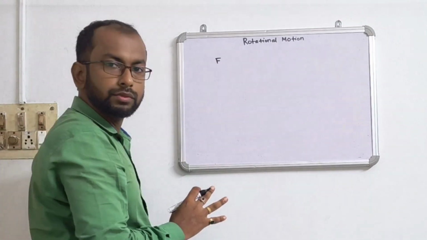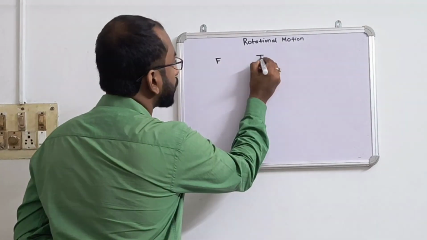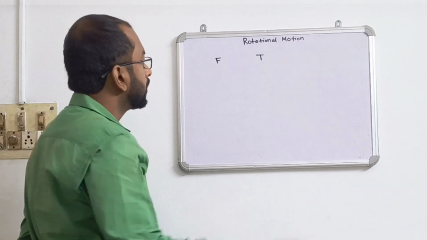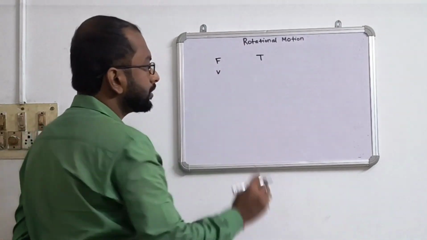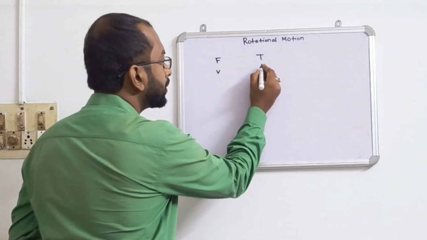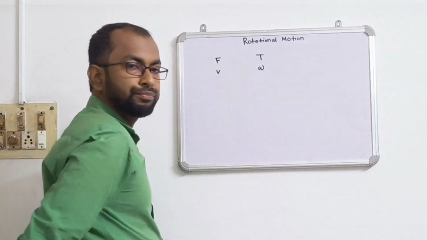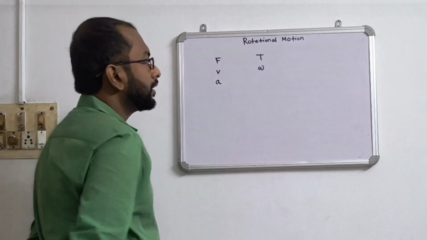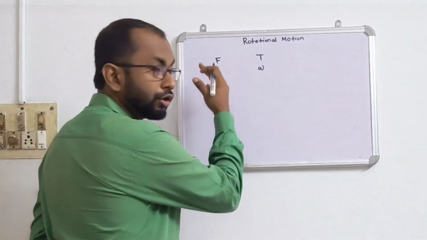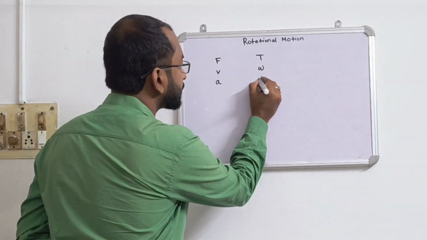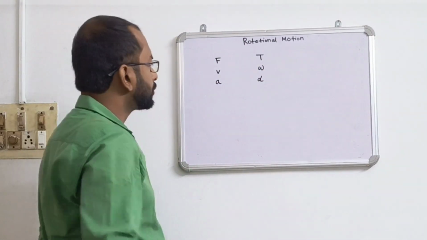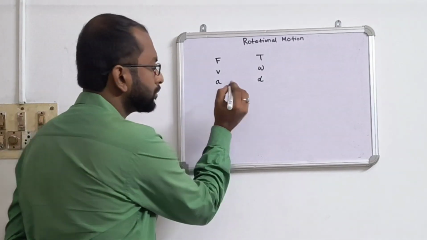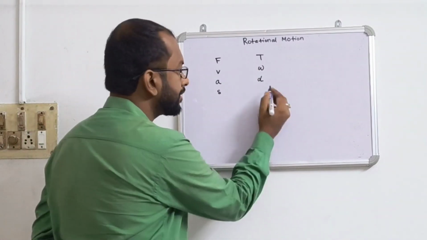Now see, in linear motion, there is force. In rotational motion, there is torque. In linear motion, there is velocity. In rotational motion, there is angular velocity. In linear motion, there is acceleration a. In rotational motion, there is also acceleration, but it is angular acceleration. And also, the displacement is here for linear motion, and here the angular displacement, that is the angle only, theta.